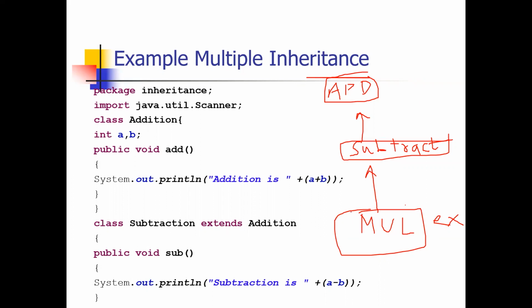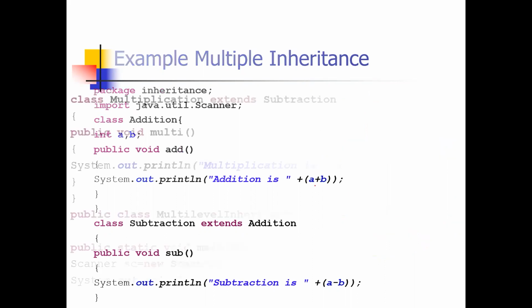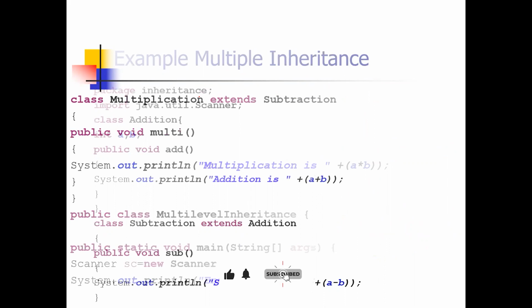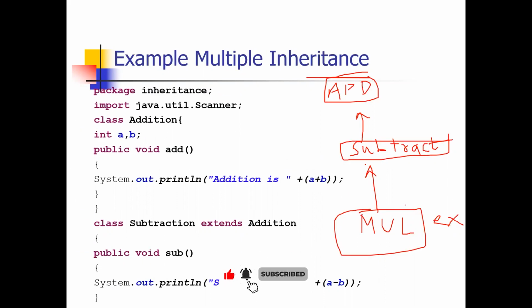Again, I'm explaining. One class is add, one class is subtract, one class is multiplication. We have created three classes. Now we will see multiplication extends subtraction. That is one level.